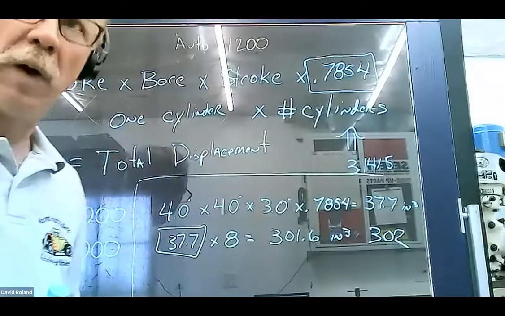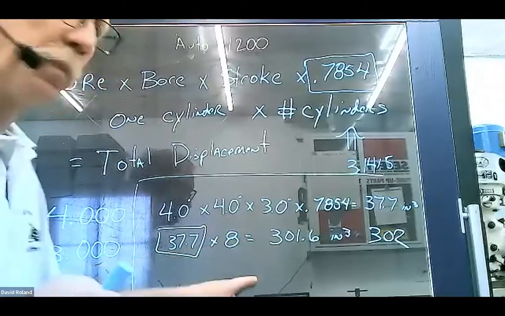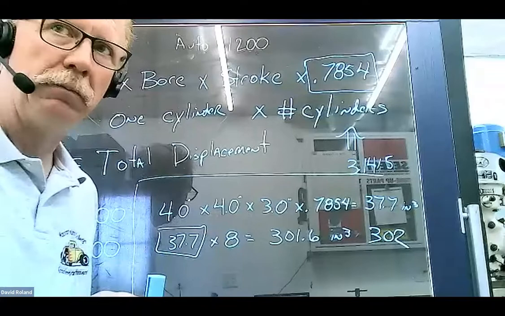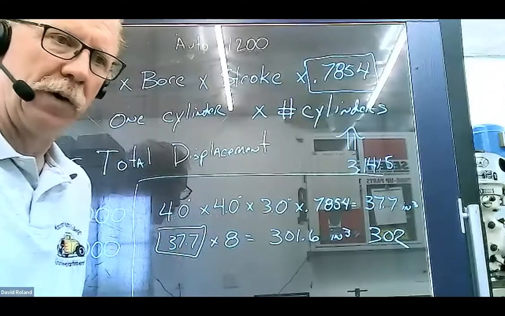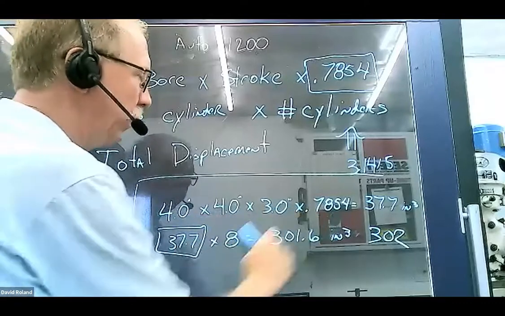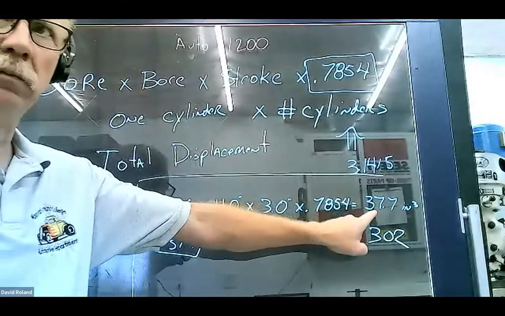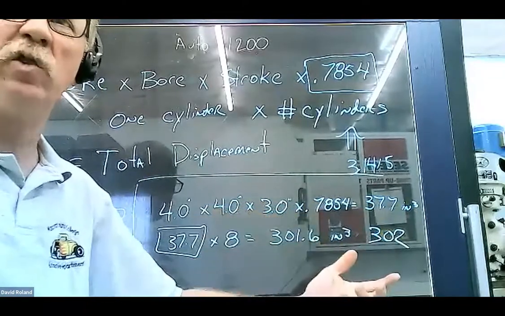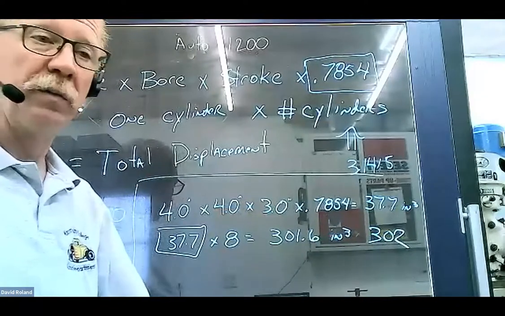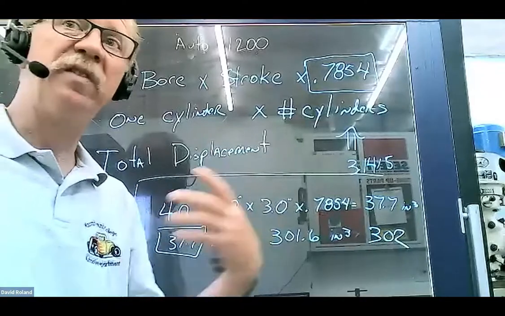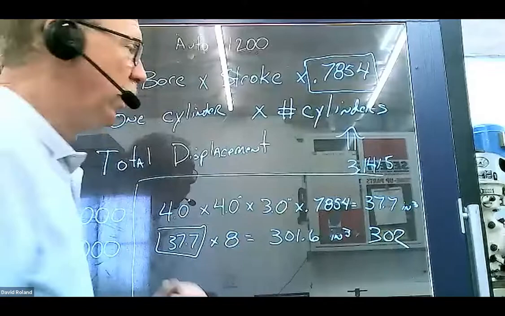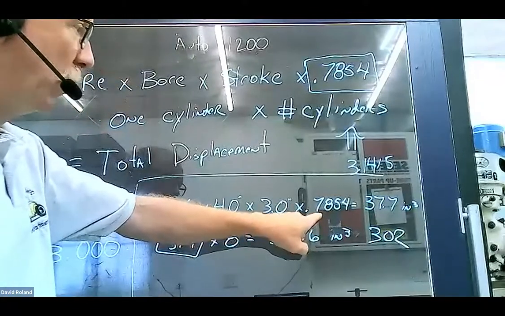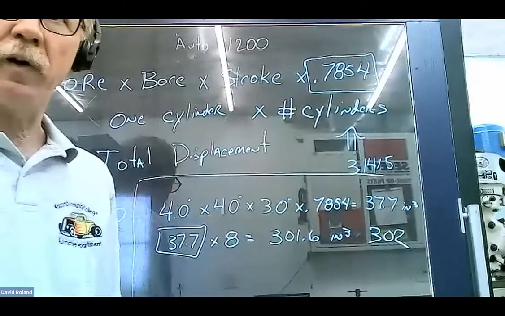Now, the interesting thing you need to remember about computing displacement is if I use inches, I cannot mix inches and millimeters. You either have to be all in metric or all in standard. If I use inches, my result is always in cubic inches. If I use millimeters, my result will come in cubic millimeters, which is easy to convert into liters or milliliters. If you use metric, your result will automatically be metric. If you use inches, your result will automatically be in inches. That's just the way the formula works. But the hardest part to remember is this 0.7854 for your calculations.